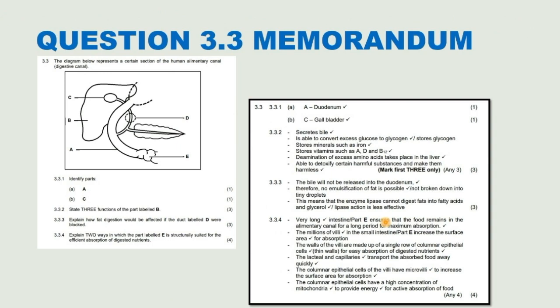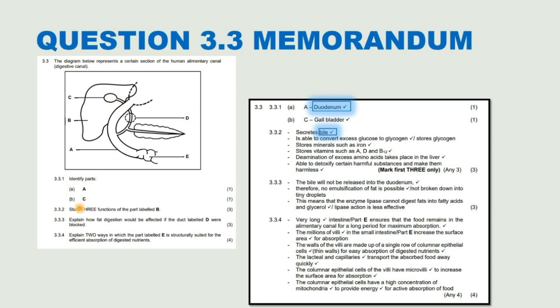So let's have a look at the memo. Question 3.3.1 just asked you to identify label A, which we will see is the duodenum. So this specifically is a section of my small intestine. Then C is pointing towards my gallbladder. So remember, the gallbladder stores bile.